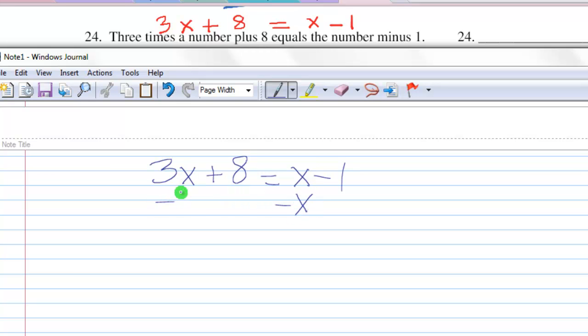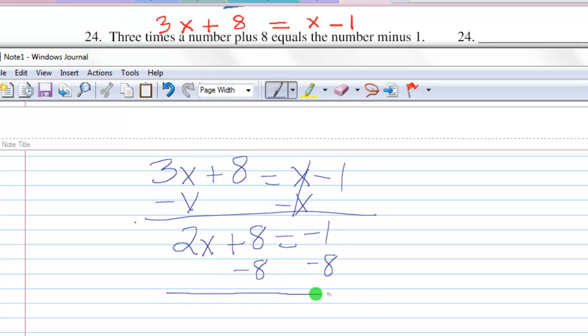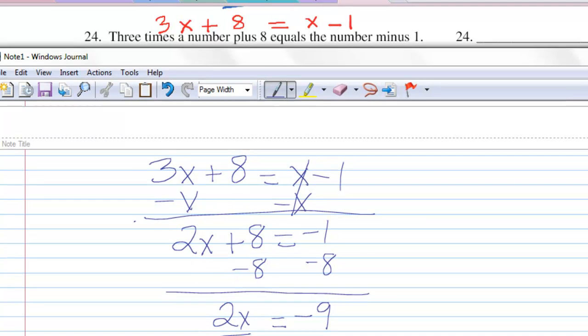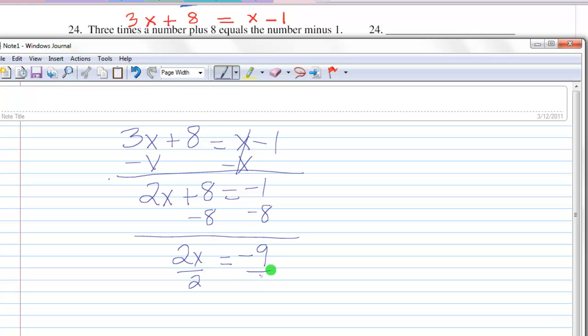We've got to get those x's together on the same side, so we're going to subtract x from both sides. 3x minus 1x is 2x plus 8. The x's are gone on the right, and that gives us negative 1. Let's subtract 8 from both sides so that we can isolate the x on the left. Negative 1 minus 8 is negative 9. And this is 2x. Dividing by 2, we get x equals negative 9 halves.